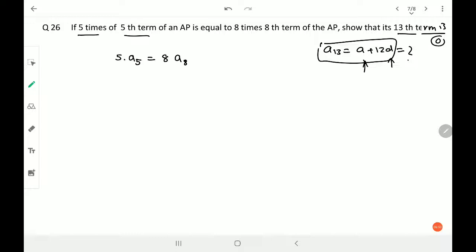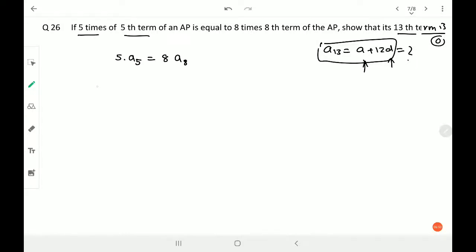But getting a and d means 2 variables, and if you have 2 variables we need 2 equations. Do we have 2 equations here? Not at all. So that means I am sure that this time I'm not going to get a and d values separately. Rather I would directly get a plus 12d. Maybe that is possible. So I'll be checking that.